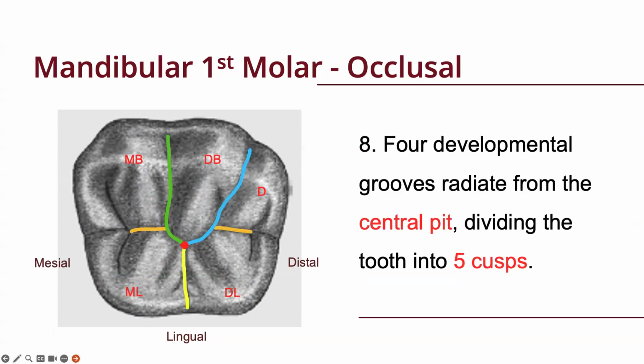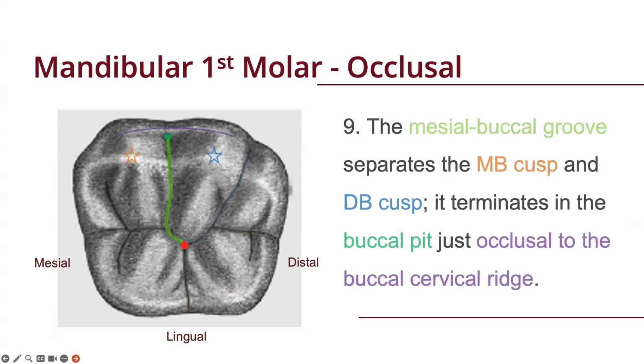There are 4 developmental grooves that radiate from the central pit that divide the tooth into 5 cusps. Again, the 5 cusps being the mesial buccal, the distal buccal, the distal, the mesiolingual, and the distal lingual. And we'll look at each of those grooves in more detail.